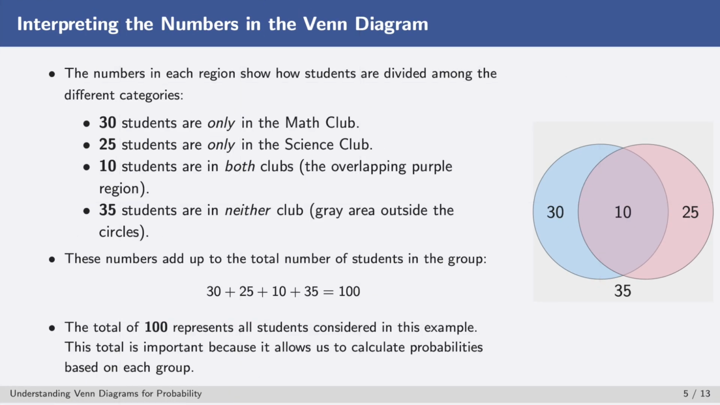When we add up all these numbers, 30, 25, 10 and 35, we get a total of 100 students. This total is important because it's the base we'll use to calculate probabilities for each category. Now that we understand the layout, let's turn to the next page to go over the notation for probability.